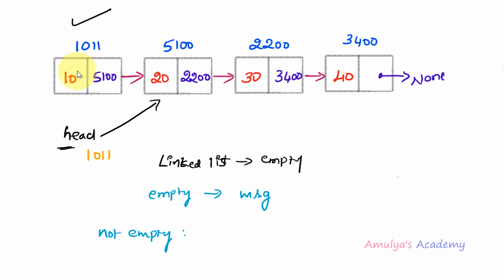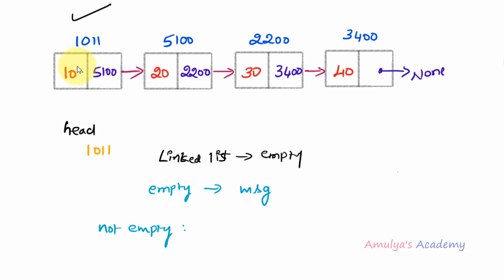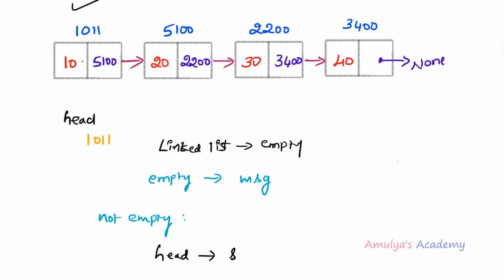As I said, head is the starting point of the linked list. So whatever reference it stores, that will be the first node of the linked list. If it stores 5100, that means the linked list begins from here. So head contains 5100, which means that will be the first node. So to remove or delete the first node from the linked list, head should contain the reference of the second node. In this way, you can delete the first node from the linked list.